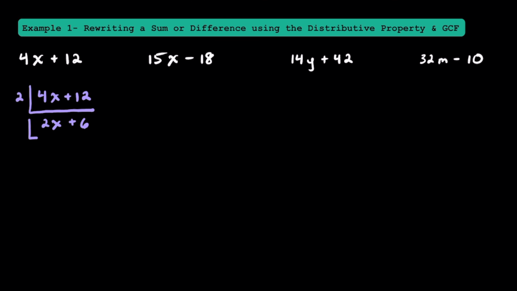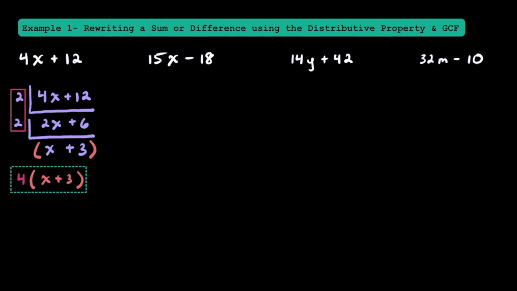Seeing that our coefficient of 2 and our constant of 6 are both even again, that means we can pull out a 2 one more time. 2 goes into 2x x times, and 2 goes into 6 3 times. Since we pulled out two 2's here on the side, we really could have just pulled out a 4 one time. And this x plus 3 here are relatively prime, so we can write that down here. This is our equivalent algebraic expression using the distributive property and the GCF.